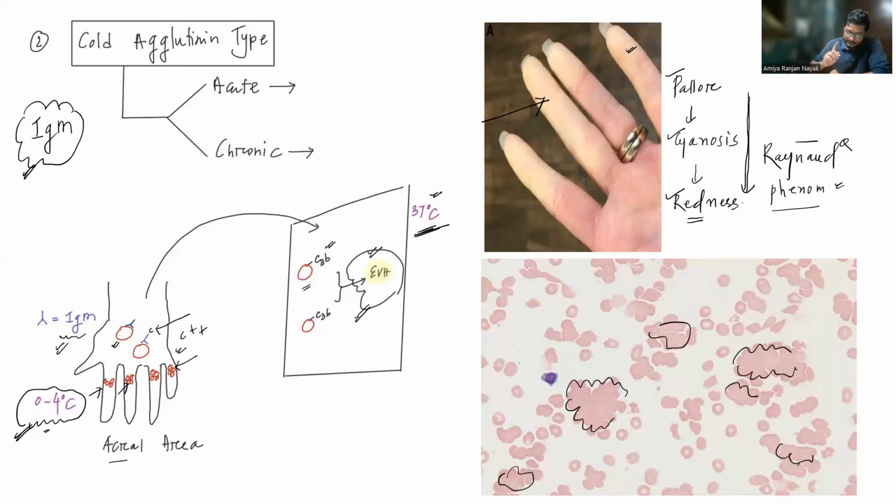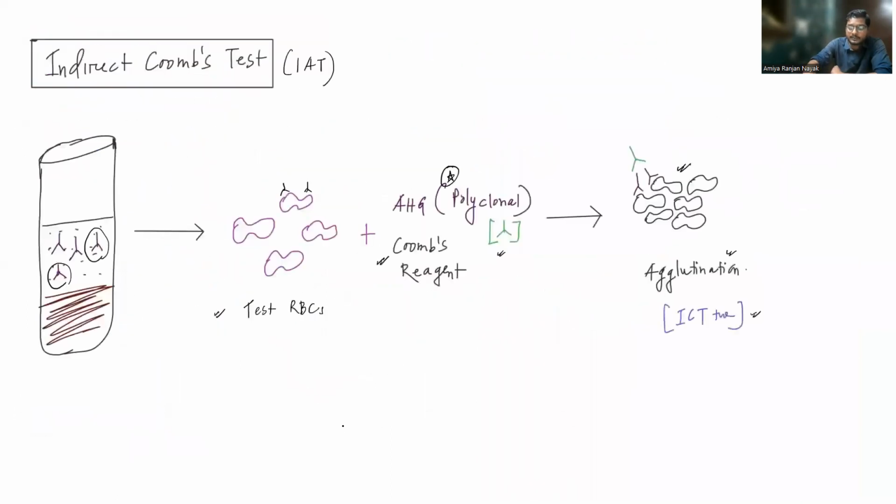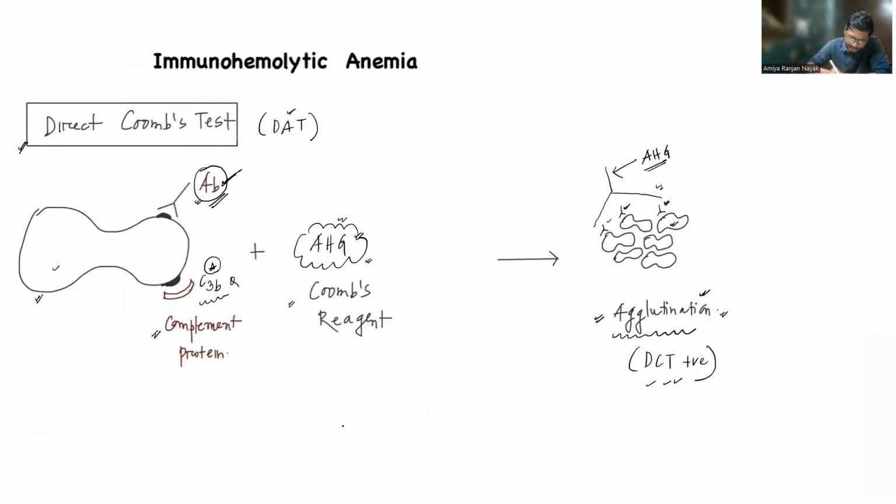And one more point is, if you do direct Coombs test in this condition, you are going to find C3b over the RBC surface. You will not get the IgM antibodies because those are not bound to the RBCs at core body temperature. Okay, so it is clear. That is why I showed you the first image when I discussed the direct Coombs test. You can identify the antibodies and you can identify the C3b.